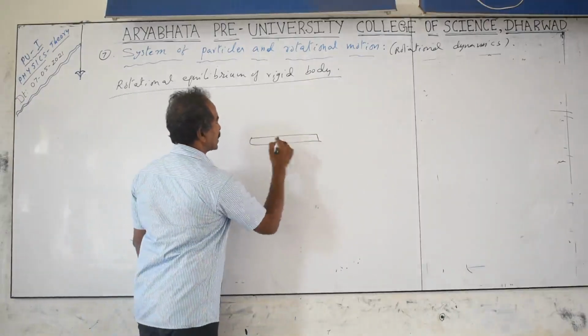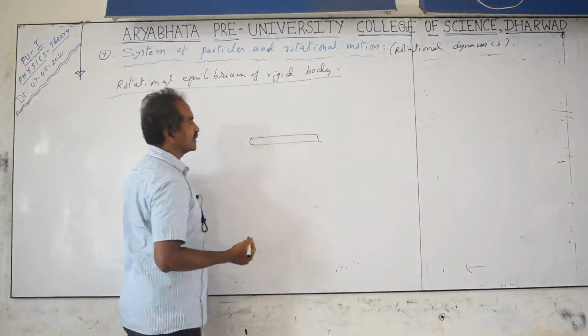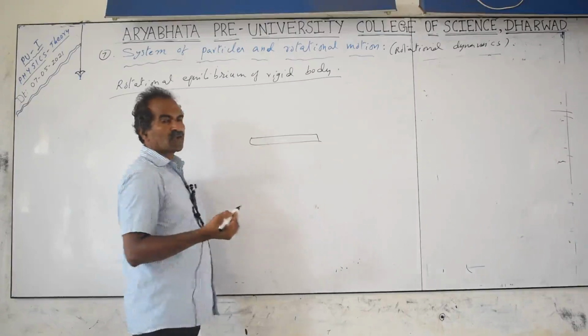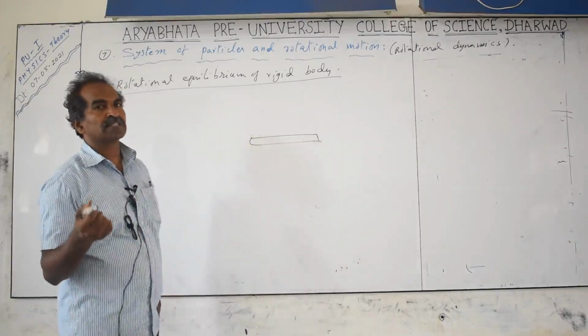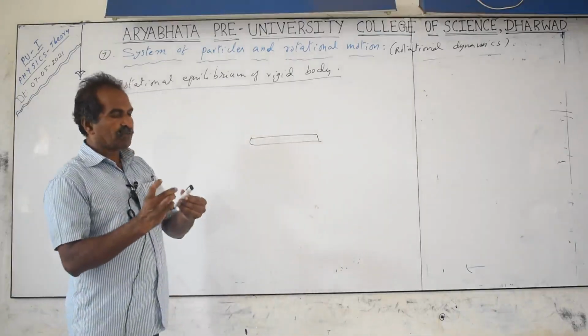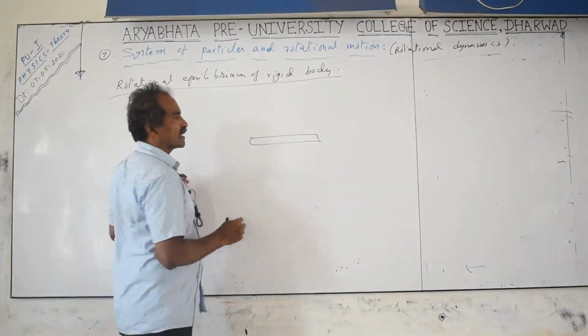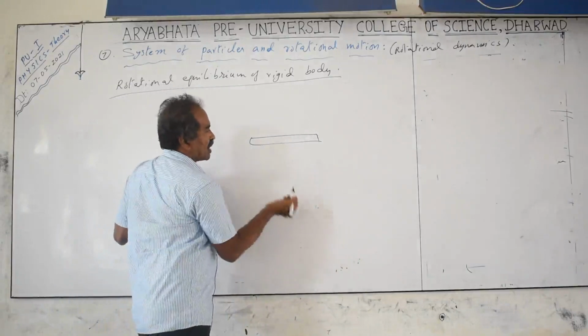Translatory equilibrium means on the rigid body, hard body. What is a rigid body? We already discussed before. The distance between the particles does not change if a force is applied, internal or external, it doesn't matter. If the distance between the particles remains constant always, even when force is applied, then that object is called a rigid body. So hard bodies are rigid bodies.